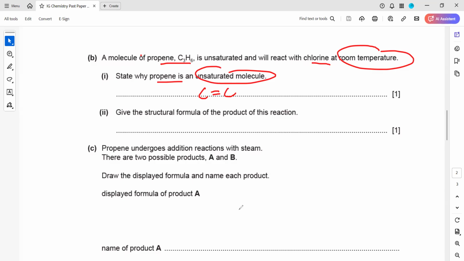Give a structural formula. Yes, if you mention because they have a double bond, that's also fine. Give the structural formula of the product of this reaction. So we have propene, C3H6, and it is reacting with chlorine. Alkenes undergo addition reaction. Addition reaction means only one product will be there. So if it is C3H6 reacting with Cl2, what is the one product? It will be C3H6Cl2. So alkenes always undergo addition, whereas alkanes undergo substitution. Substitution means when one atom replaces another atom.